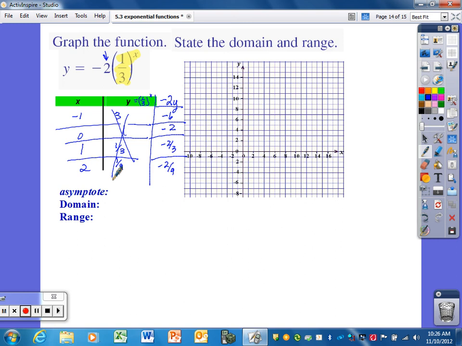And now I can plot these points. Negative 1, negative 6. 0, negative 2. 1, negative 2/3. 2, negative 2/9. So my J-curve is this way. My asymptote is still y equals 0. My domain, still all reals, no numbers limited for exponents. My range this time, y is below 0, less than 0.